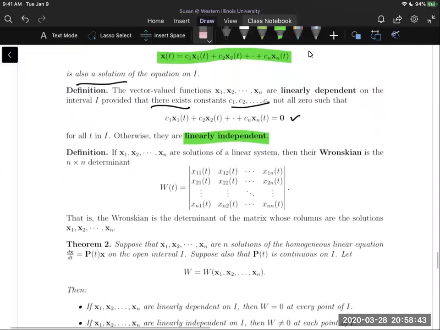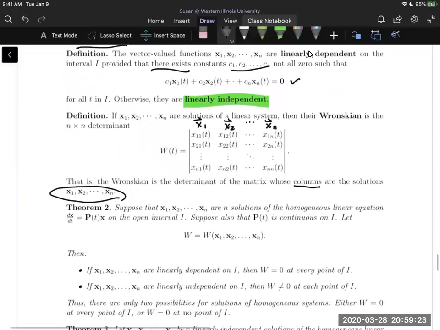So first we have the definition of the Wronskian. The Wronskian is just the determinant of the matrix that's composed of all of these x_ij functions. So it's the determinant of the matrix whose columns are those solutions x1 through xn. So the first column is the column vector x1, the second column is the column vector x2, and the final column is the column vector xn. Okay, all the way over.